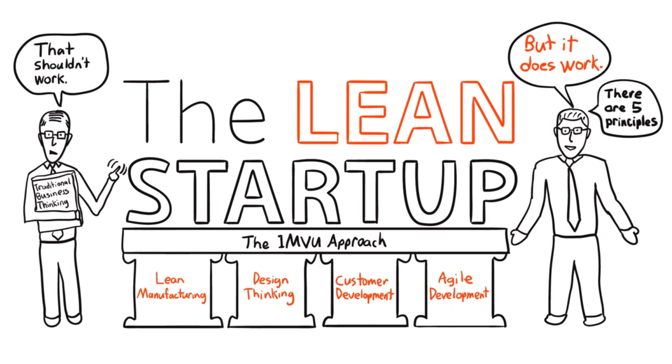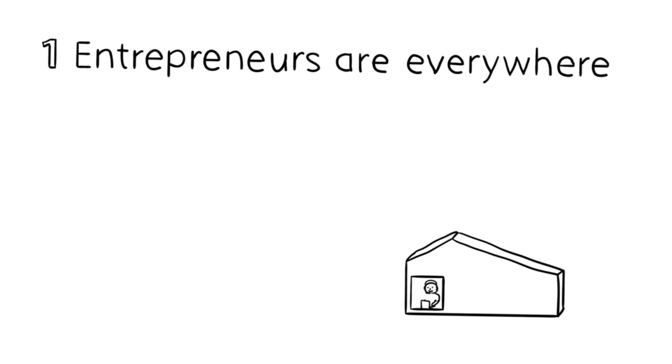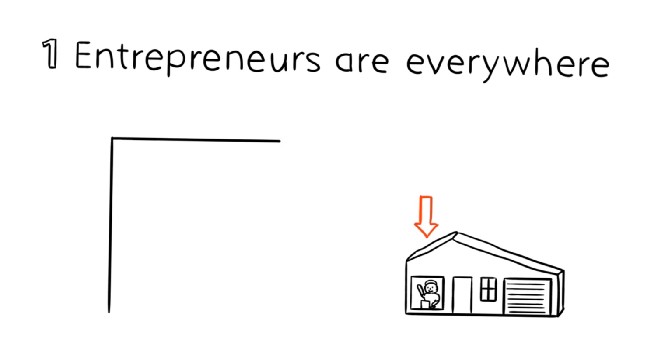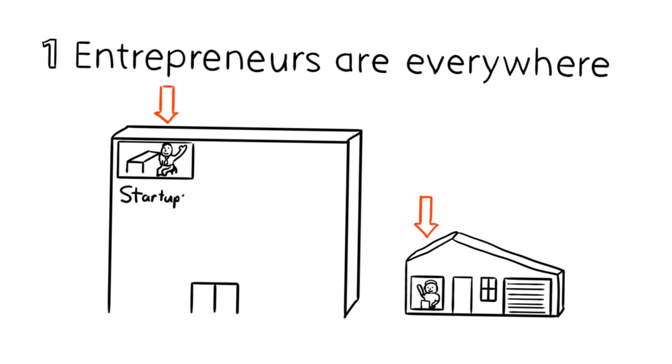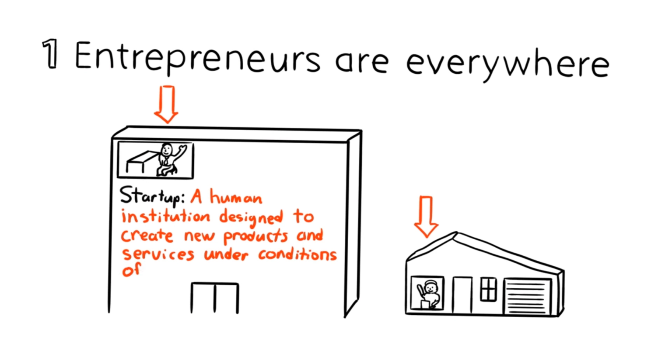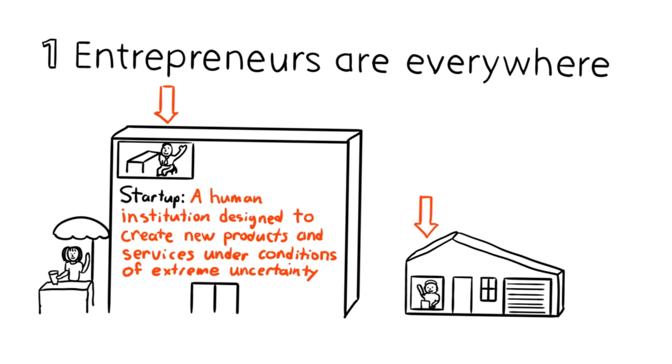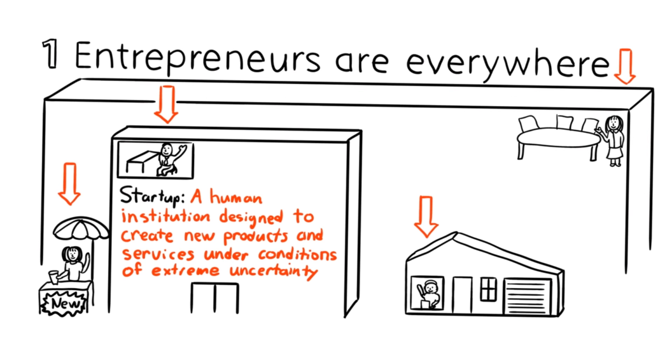There are 5 principles to the Lean Startup. Entrepreneurs are everywhere. You don't have to work in a garage to be in a startup. The concept of entrepreneurship includes anyone who works within my definition of a startup, a human institution designed to create new products and services under conditions of extreme uncertainty. That means entrepreneurs are everywhere, and the Lean Startup approach can work in any size company, even a very large enterprise in any sector or industry.